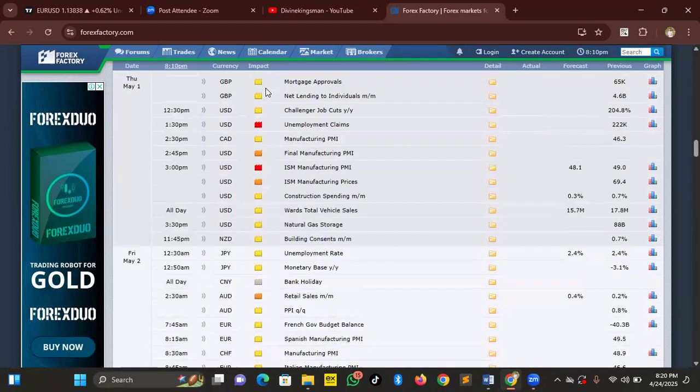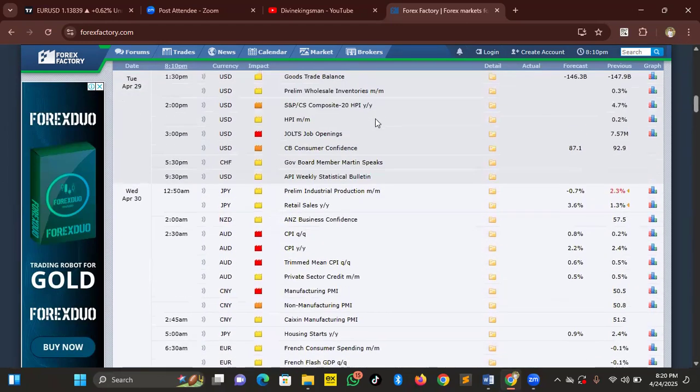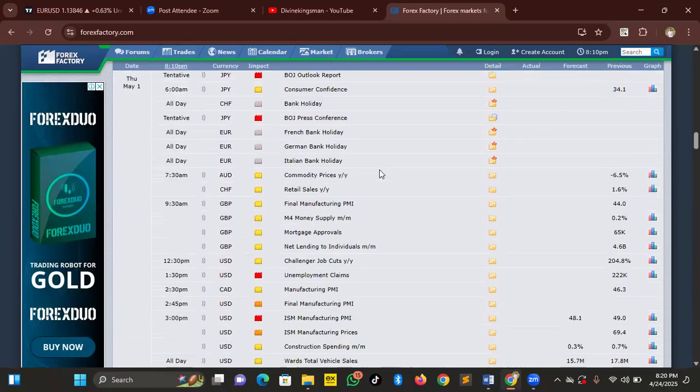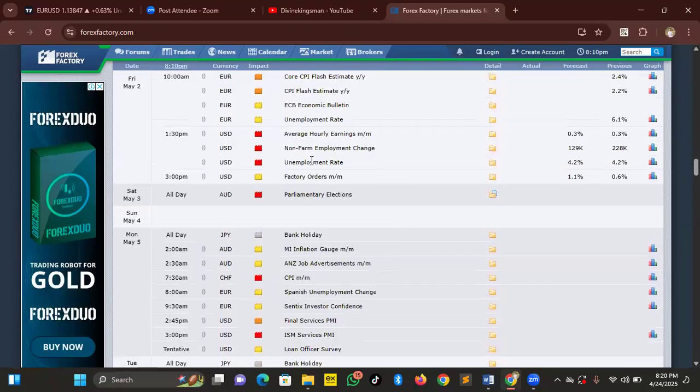I said. So let me give an example of NFP. Let me click this. Now for the NFP, the previous, the one that came out last month, was reading 228K, 228,000. What they are forecasting for the next month, which is May, is 129,000, meaning that it has dropped.